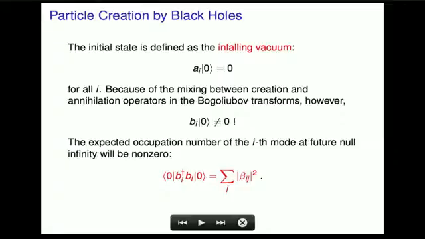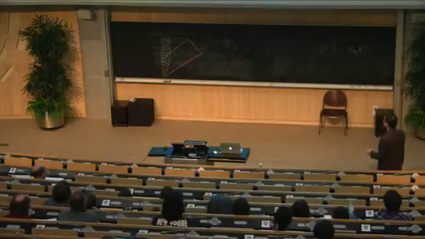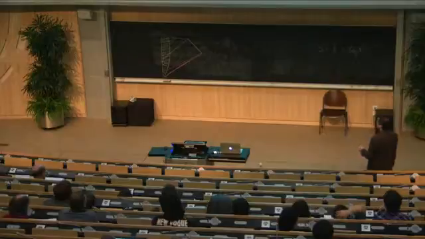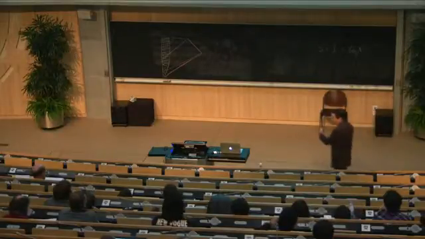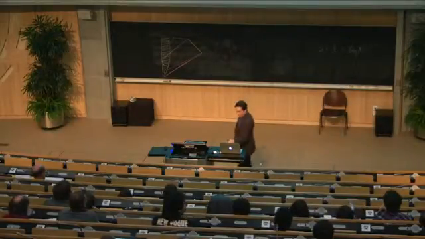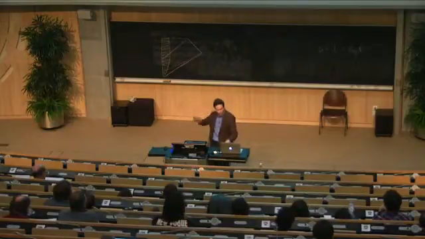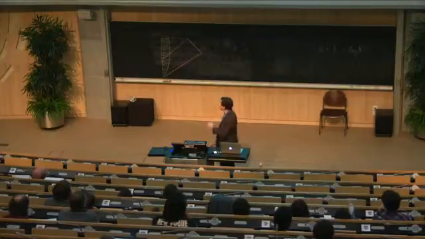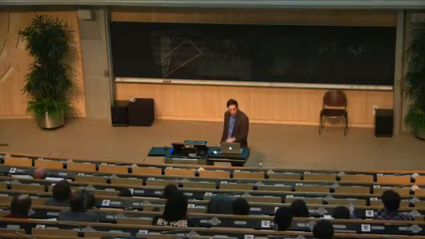Okay. And so you can compute things like the expected occupation number at late times, and it's related to this beta part of the Bogoliubov transformation, the admixture of creation operators. Okay, so you need to compute this thing to compute Hawking radiation. That's all there is to it.